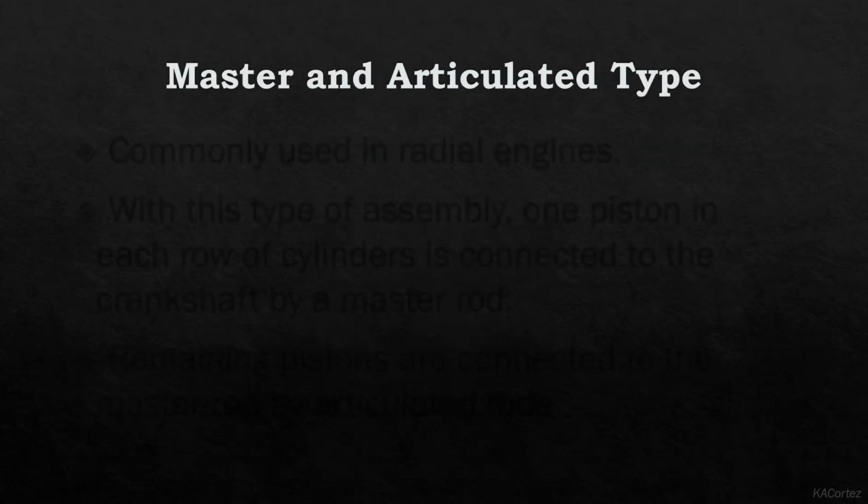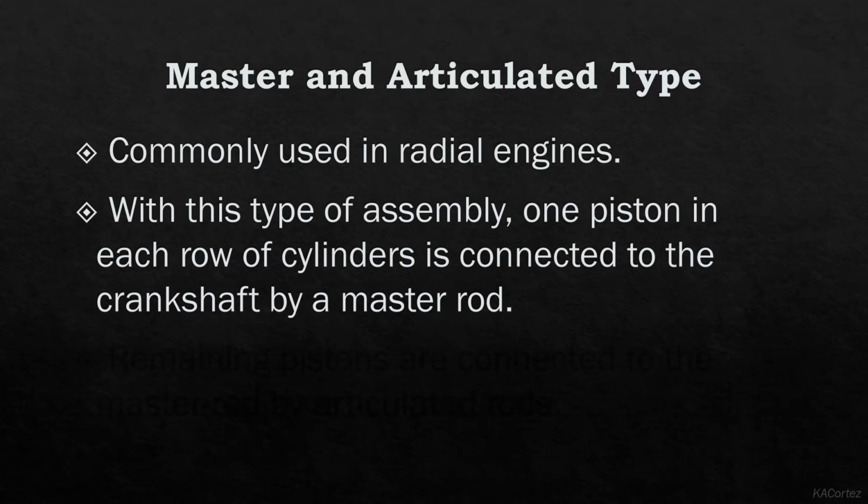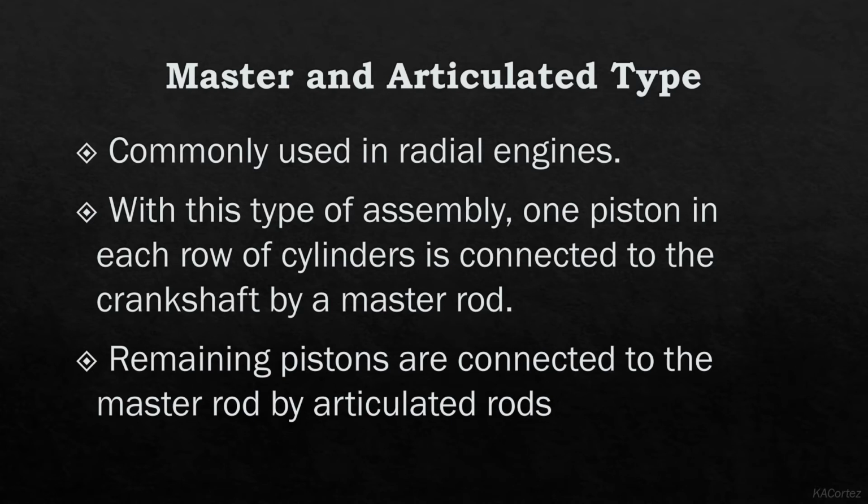Next is the master or articulated type. This is commonly used in radial engines. This type of assembly has one piston in each row of the cylinder that is connected to the crankshaft by a master rod, while the remaining pistons are connected to the master rod by articulated rods.